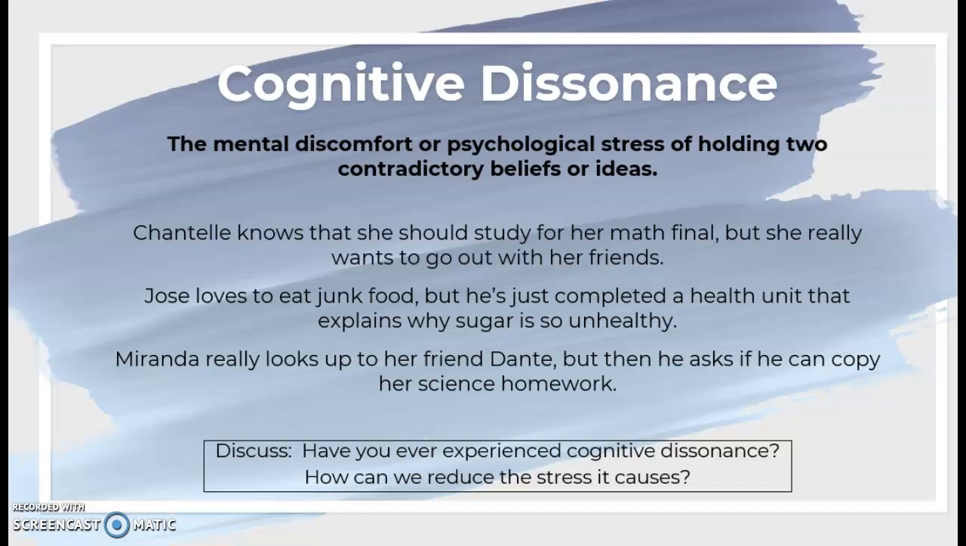In the last example here, Miranda really looks up to her friend Dante, but he asks if he can copy her science homework. The way to reduce the stress there for Miranda, she might decide that, oh, well, Dante's really a good person, but he just is really jammed up right now. He's really busy, and he just couldn't get this one thing done, and it's just a little homework assignment. It's not worth a lot of points. It's not a big deal, right? And so by rationalizing his choice, she reduces her own cognitive dissonance.